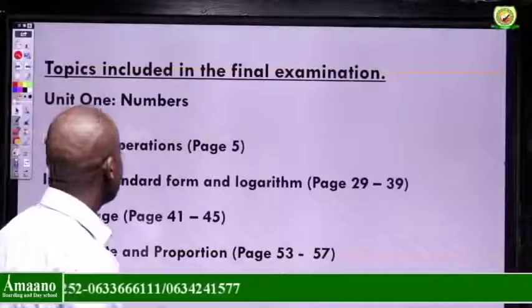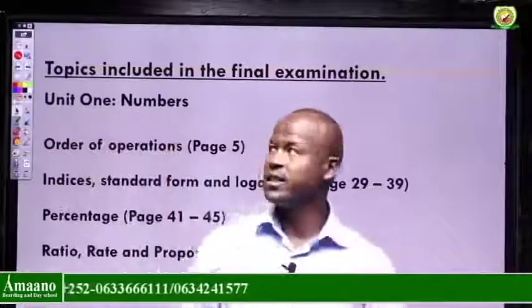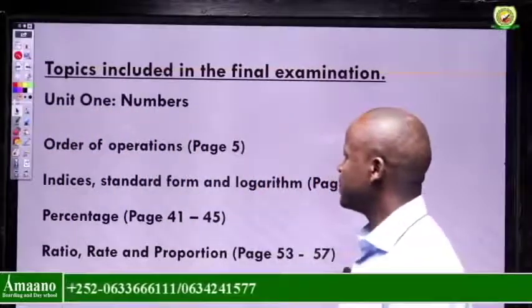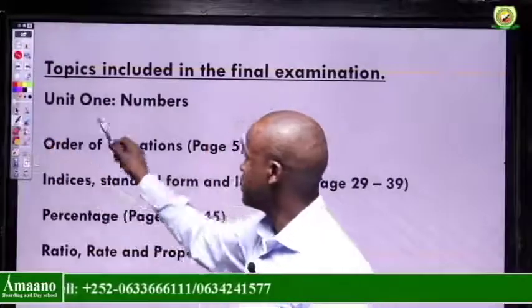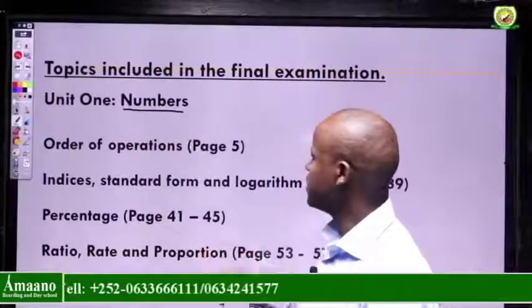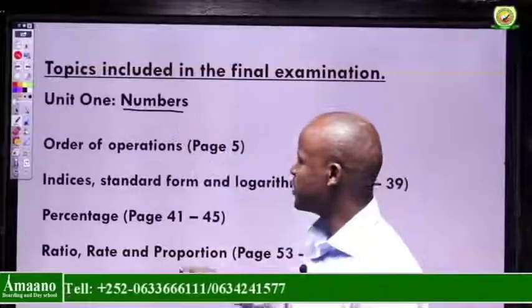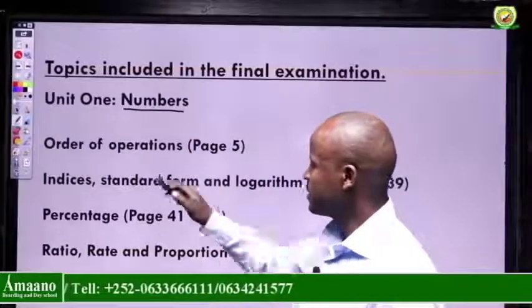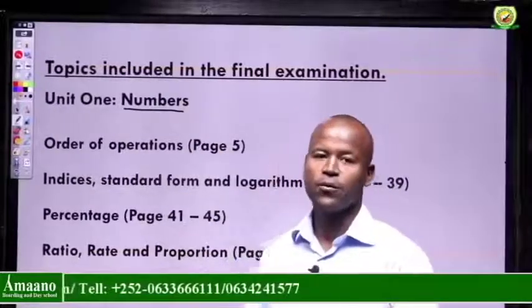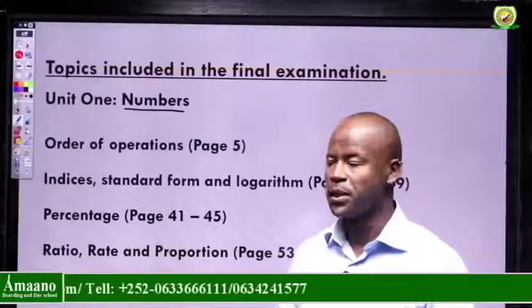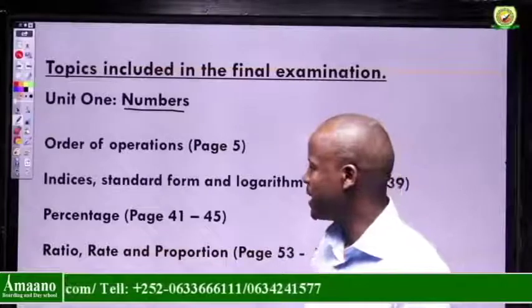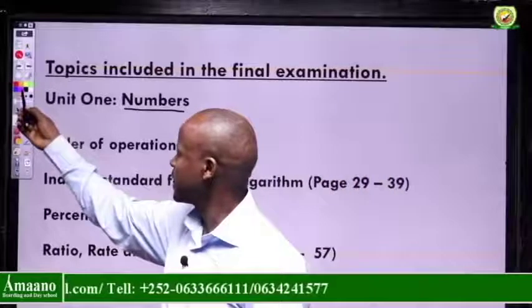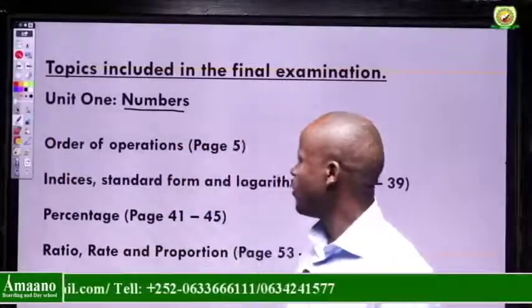Okay, let us see which topics are included in the final exam. From the first chapter, or the first unit, it talks about numbers. So under this unit, we have seen a number of topics, but from those topics, which topics are included in your final exam? So the first topic is order of operations.